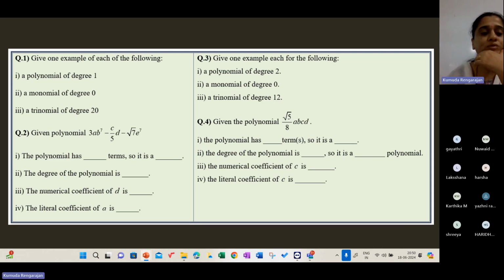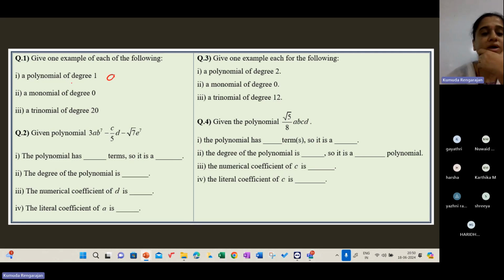Give one example of each of the following. You can continue the serial number. You don't have to start with one again. So give one example of each of the following. A polynomial of degree 1. 4x plus 1. Okay. Yeah, you can share. 10x plus 7.